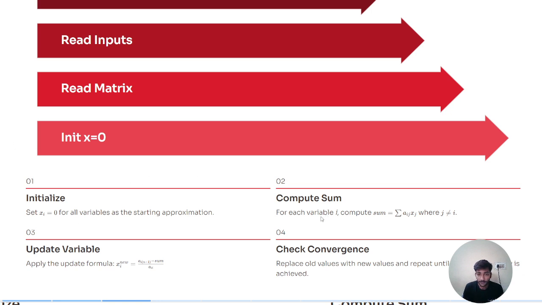Then for each variable i, compute the sum: summation of aij times xj where j does not equal i. In the third step, apply the update, which means we will update the value of xi in every step: xi is equal to a(i, n+1) minus sum, upon aii. Then check the convergence condition: if the value of convergence is less than e, then we will print that as our answer.